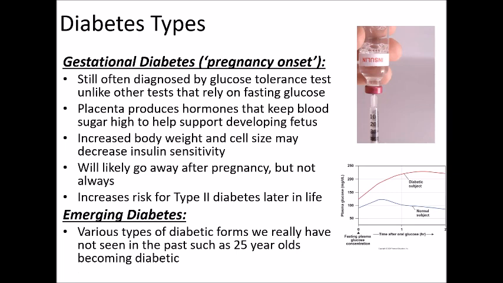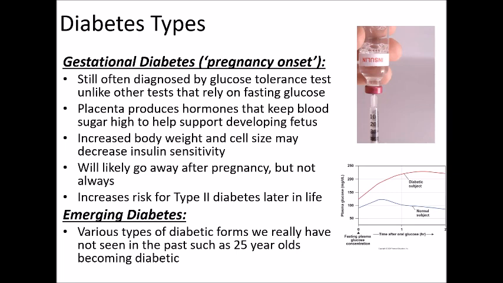And so, there is some indication that people that have gestational diabetes increase their risk for type 2 diabetes later in life. But I have also seen it argued that people get gestational diabetes because they're already at increased risk for type 2 diabetes. The fourth form of diabetes that we see is emerging diabetes.